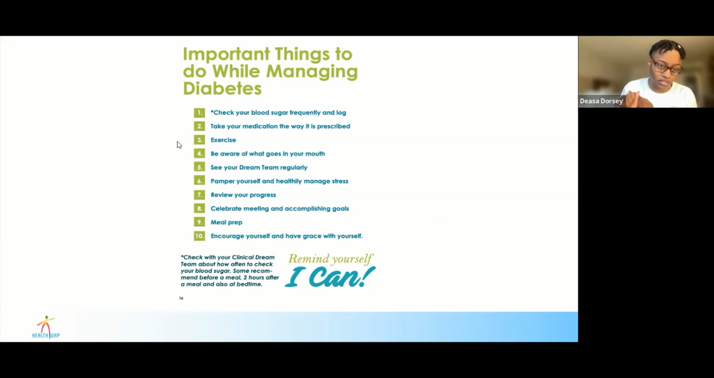Exercise definitely helps with managing diabetes. Being aware of what you're eating, what's going in your mouth, seeing your dream team regularly, pampering yourself with healthy stress management strategies, reviewing your progress and celebrating your goals, encouraging yourself, saying, hey, this week I did a good job. Maybe you don't reward yourself with food, or maybe you do. Maybe you say, I'm going to go get a very small cup of ice cream just to say good job, whatever's healthy and good for you, because some people can't just stop at that little cup. So maybe they don't even need to start with the little cup. Maybe we celebrate in a different way, go to the movies or something. But make sure you celebrate yourself for your accomplishments.